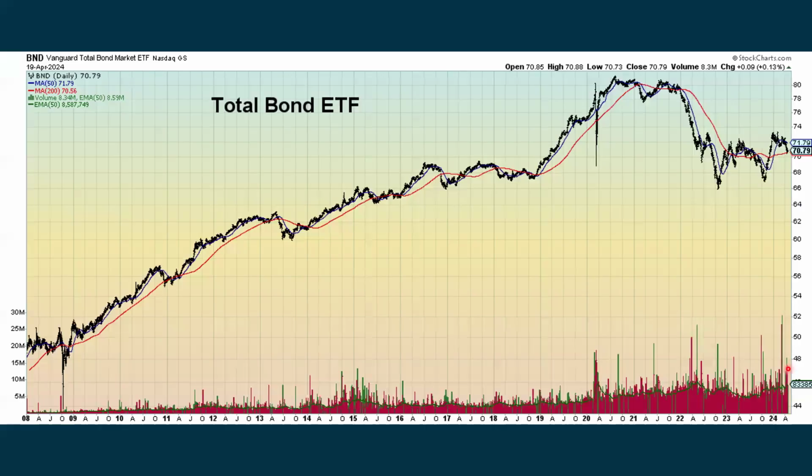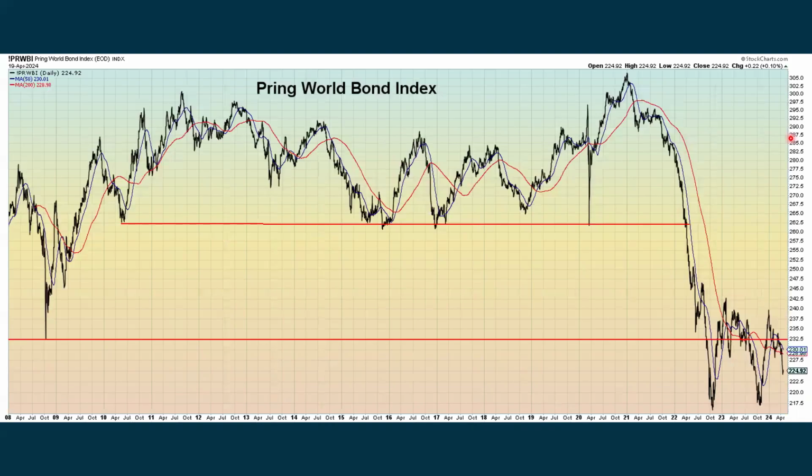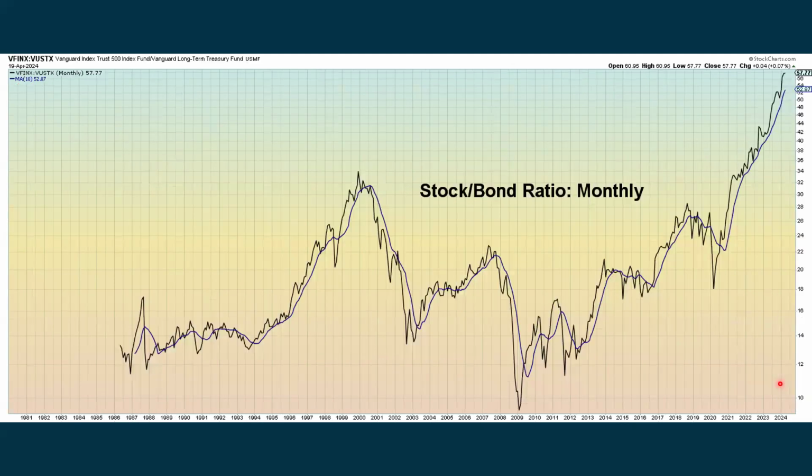The total bond ETF. Bonds have been under a lot of pressure based on price, coming down to their 200-day moving average, but still in an uptrend. If they bounce up off of this and start to go up, that might start to bring interest rates down, which could give some support to stocks. The World Bond Index that we look at, it's really chopping around right now, but it's still in an uptrend, but it could easily develop into a death cross here if we continue to see more weakness. We look at a monthly chart of stocks versus bonds, and this just shows that stocks continue to outperform even though they've been pulling back.